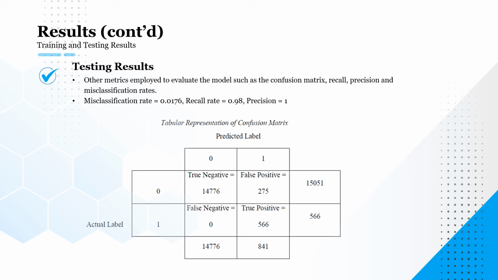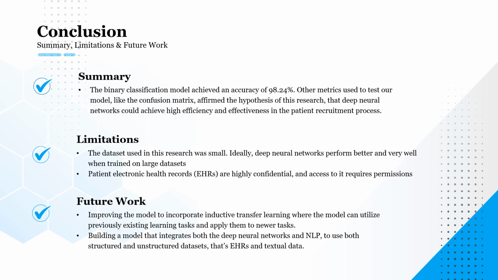The misclassification rate is 0.0176%, and it indicates how often the classifier is wrong, while the recall rate is 0.98, and it indicates how often the classifier is predicting yes when it is actually yes, and the precision rate is 1, and it indicates how often the classifier is correct when it predicts yes. With these metrics, we were confident that our model had performed well. The binary classifier achieved an accuracy of 98.24, and other metrics like the confusion matrix affirmed the high efficiency and accuracy of our model, and this further affirmed our hypothesis.